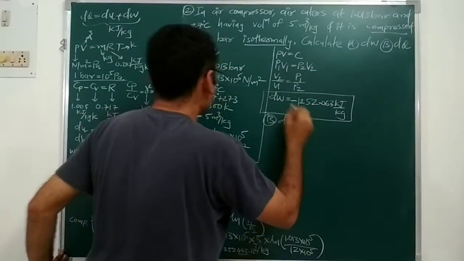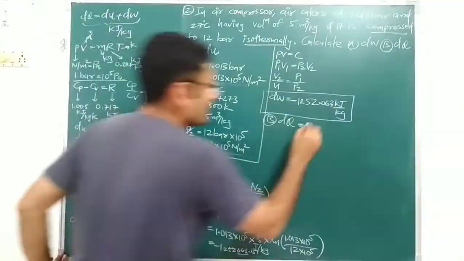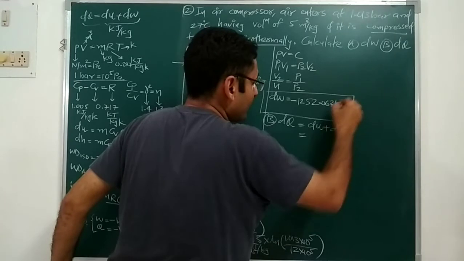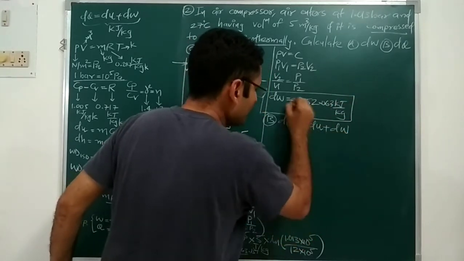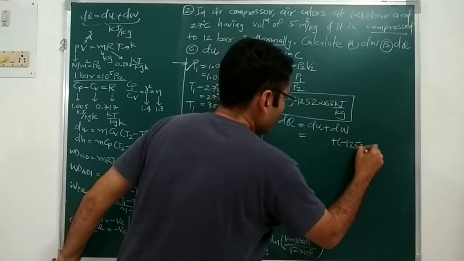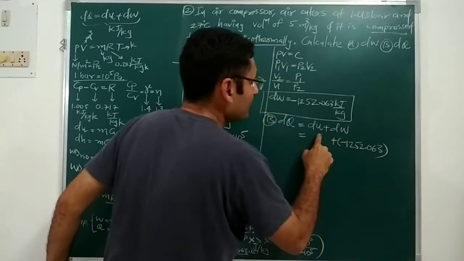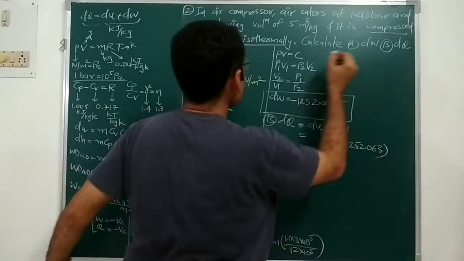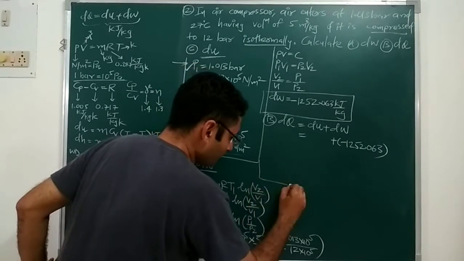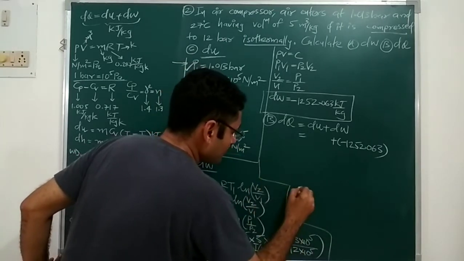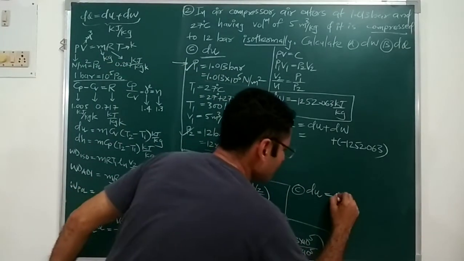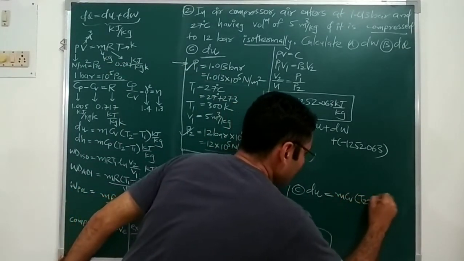So dQ is equal to what? First equation, that is your dU plus dW. Now for that you have to find dU, because dW you have calculated, which is minus 1252.063. How do you calculate dU? So first of all, we will calculate dU. How do we calculate dU? dU is equal to m Cv (T2 minus T1).